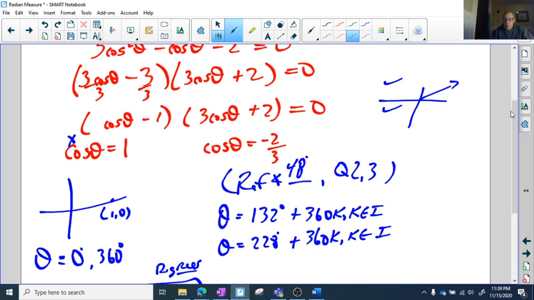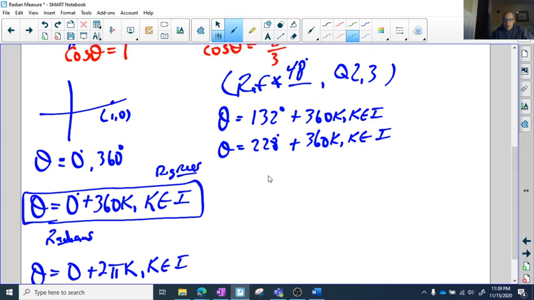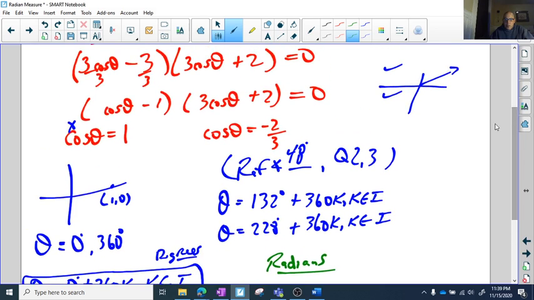Now if I switch to radians, so that's degrees, this is the radian version of it. So in radians, here's the only thing you've got to do differently: find your reference angle in radians. So you've got to switch your calculator back to radians. And if I'm in radians, I get 0.841 as my angle.